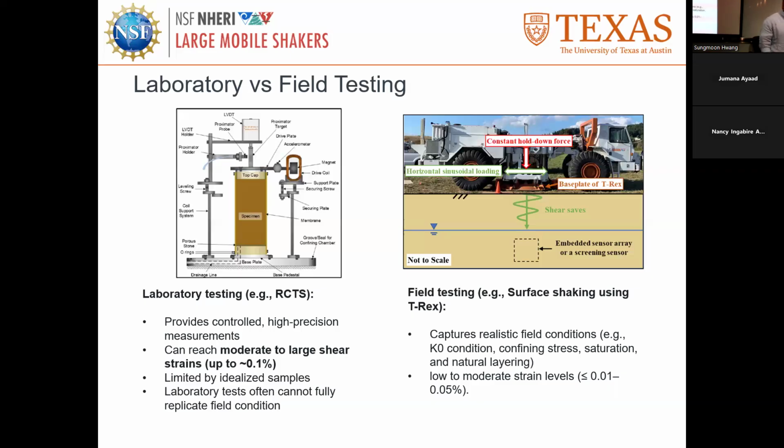On the right side, the field testing. I think UT was one of the facilities trying to do the nonlinear measurement in the field.